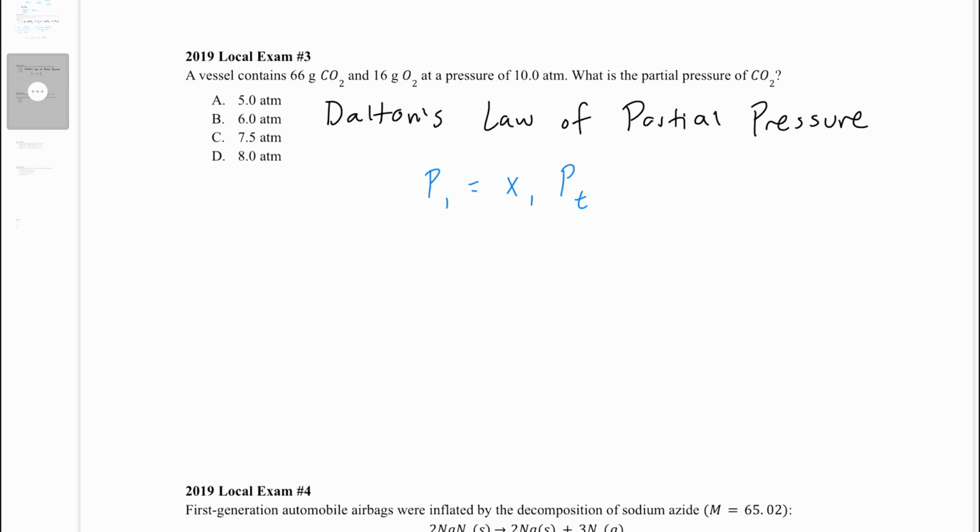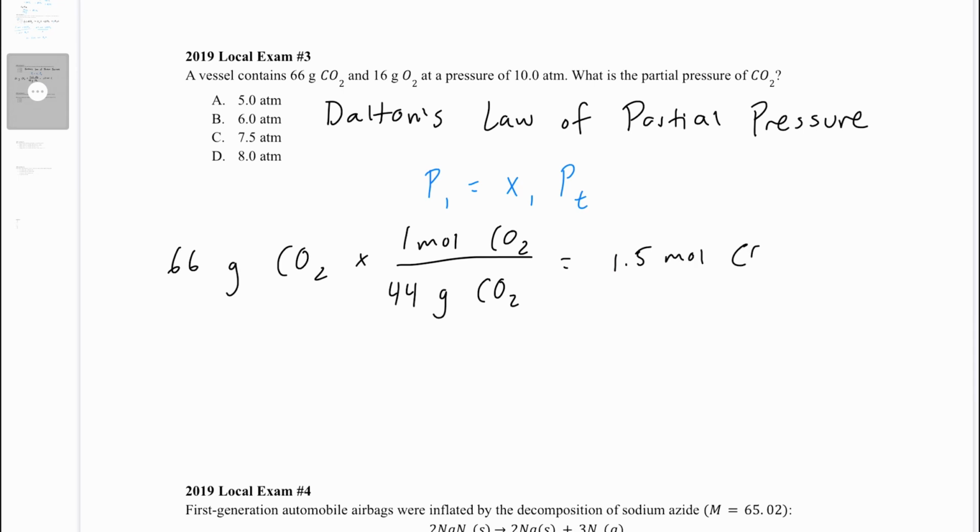So first of all, let's find out the mole fraction of carbon dioxide. We can do that by finding out how many moles of carbon dioxide we have and how many moles of oxygen we have. We know that we have 66 grams of CO2. To turn this into moles, we divide by molar mass, and our molar mass is 44 grams per 1 mole of CO2. So we end up with 1.5 moles of CO2.